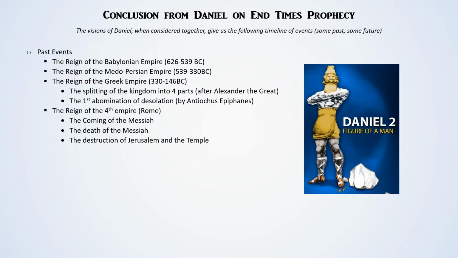Lo and behold, that's exactly what happened. The Medo-Persian Empire came on the scene around 539 and was conquered around 330 BC, just as Daniel predicted, by the Greek Empire, Alexander the Great, and that went until about 146 BC. The kingdoms Daniel predicted were going to be split into 4 parts after Alexander the Great, and they indeed were.